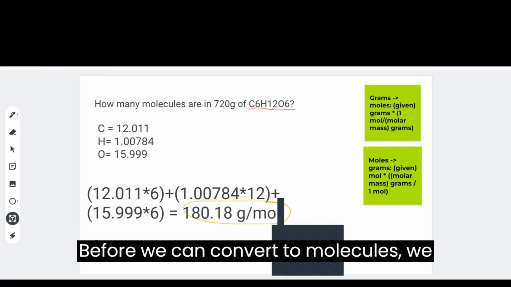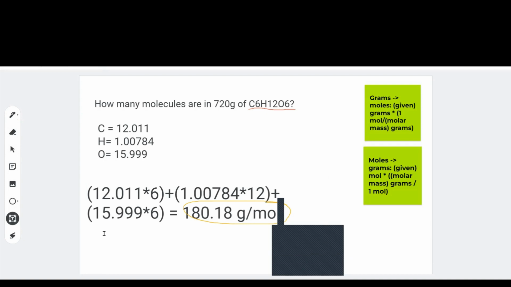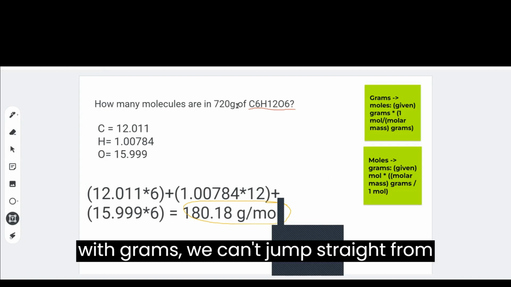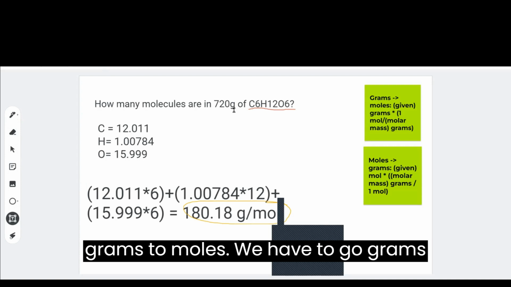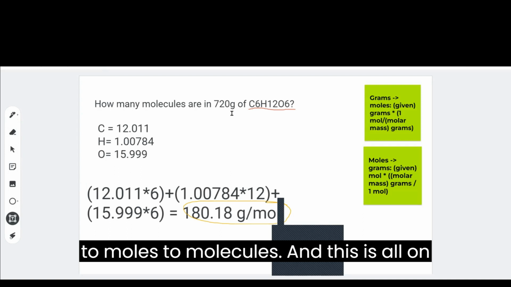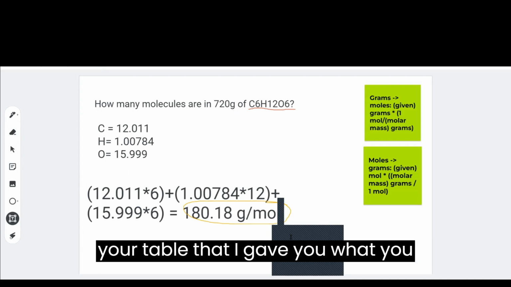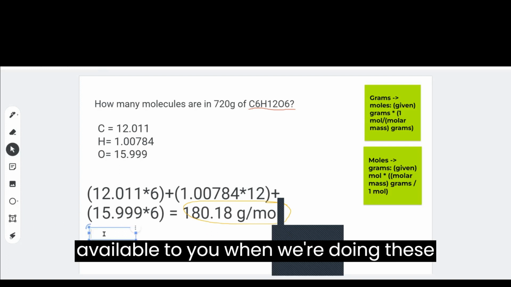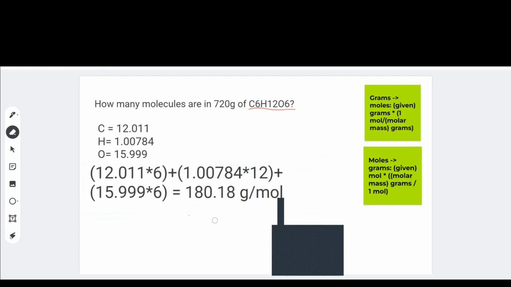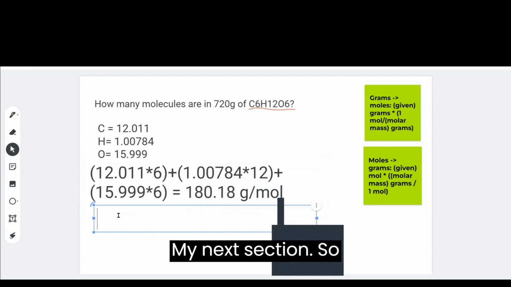Before we can convert to molecules, we have to convert first to moles. Because we started out with grams, we can't jump straight from grams to molecules. We have to go grams to moles to molecules. And this is all on your table that I gave you, which you should always use, and it should always be available to you when we're doing these problems. So I'm going to scoot that up here and start my next section.